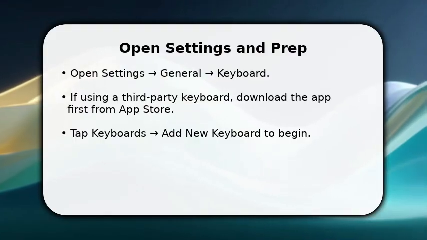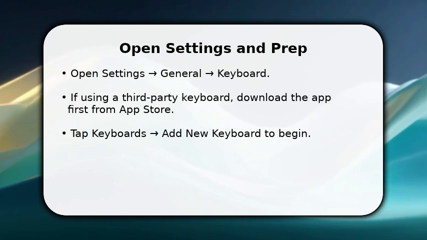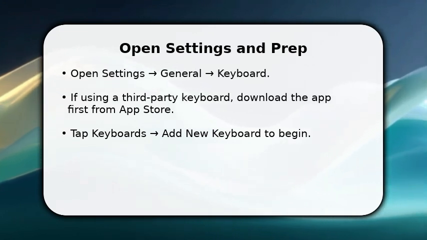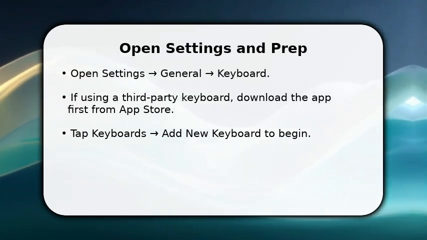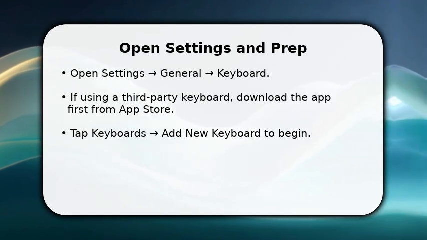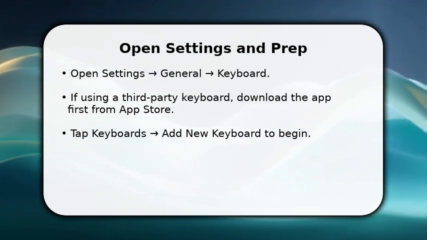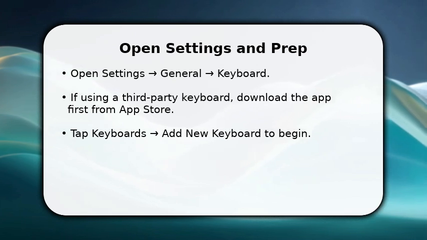You're going to start inside Settings, so open Settings and tap General, then Keyboard. Once there, tap Keyboards to view what's installed. If you want a third-party keyboard, download its app from the App Store before adding it. You must install the app first.